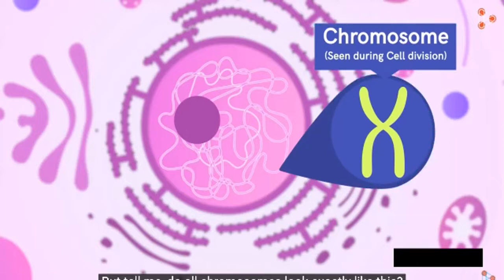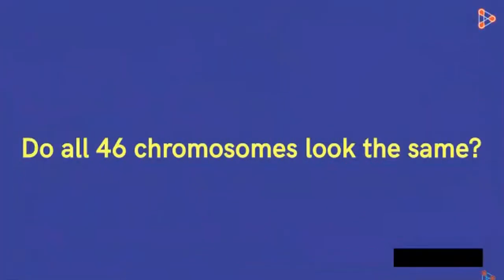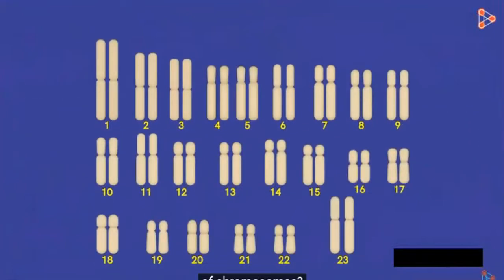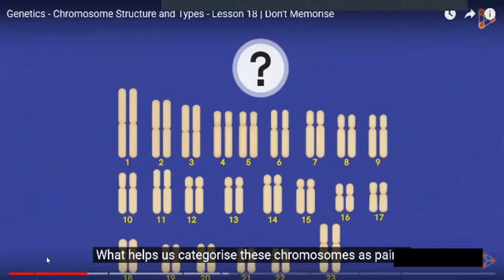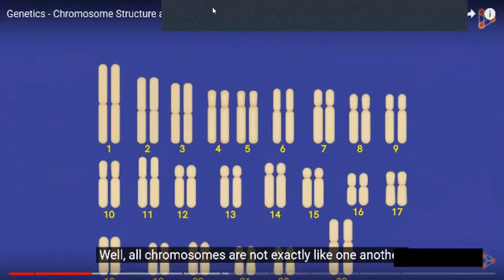But tell me, do all chromosomes look exactly like this? Do all the 46 chromosomes look the same? If yes, then why do we say that there are 23 pairs of chromosomes? What helps us categorize these chromosomes as pairs? Well, I hope everyone knows that human being is having 46 chromosomes in them.